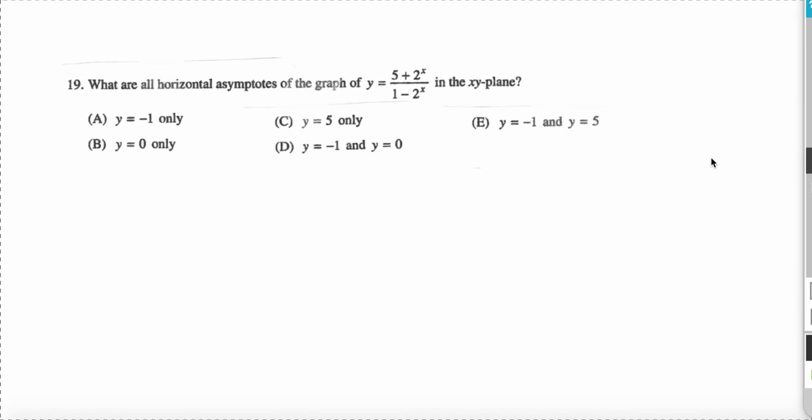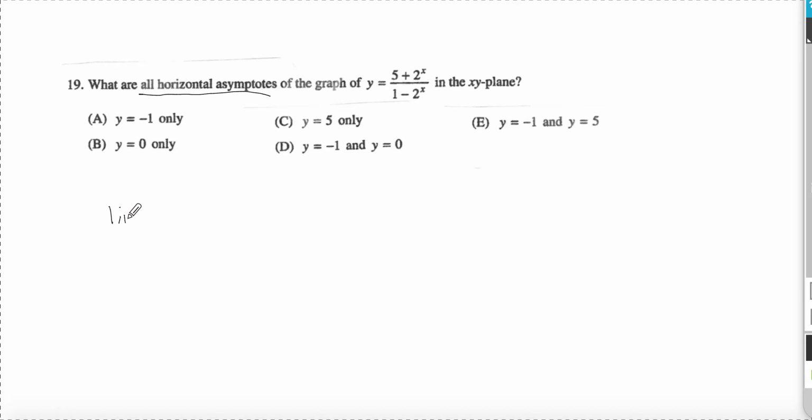Okay. One slightly trickier horizontal asymptote question, and then we'll wrap up with an FRQ. All right. What are all the horizontal asymptotes, so kind of giving us a hint here, of the graph of y equals (5 plus 2 to the x) over (1 minus 2 to the x)?